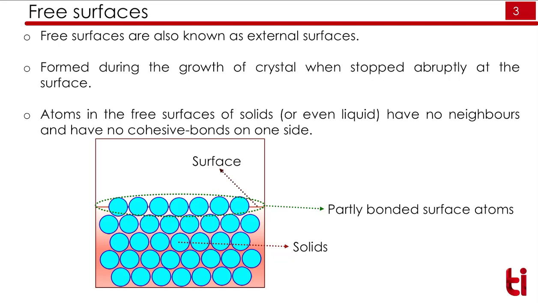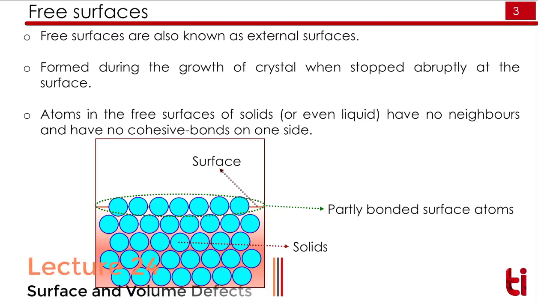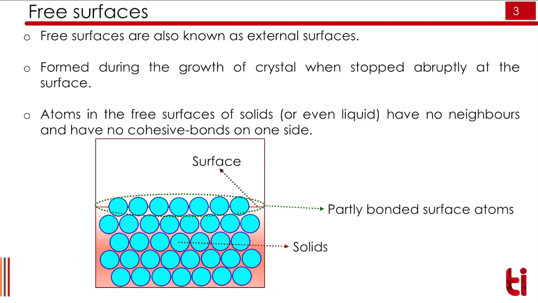The first defect is the free surface. It is also known as external surface. This is formed due to the growth of crystal, and almost the top surface of the crystal is free, that is, no atom is attached to the top surface of the crystal. That's why it is called a surface defect. Every material in the world has a free surface and that is a kind of defect. Even liquids also have this kind of defect.